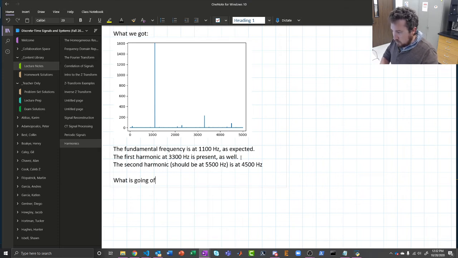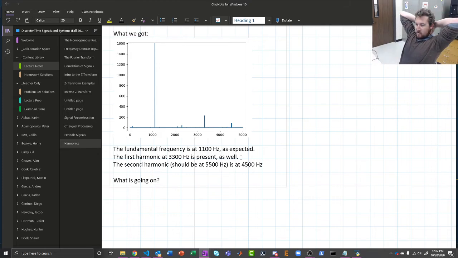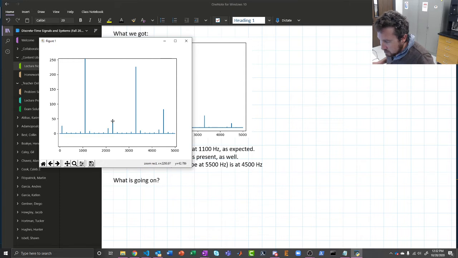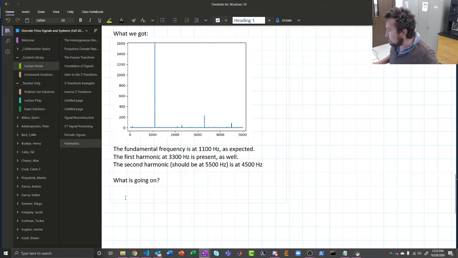What is going on? So what is causing that to happen? And then of course the other guys are showing up in other places. We can also look and see the next one, and we can call them the next one because we know we're going down in size. So if we make our way down, the next one, which should be at 7700, is actually at 2300. The next one that should be at 9900 is actually at just 100 hertz. So we got all kinds of weird stuff going on. And it turns out that aliasing is what causes this.